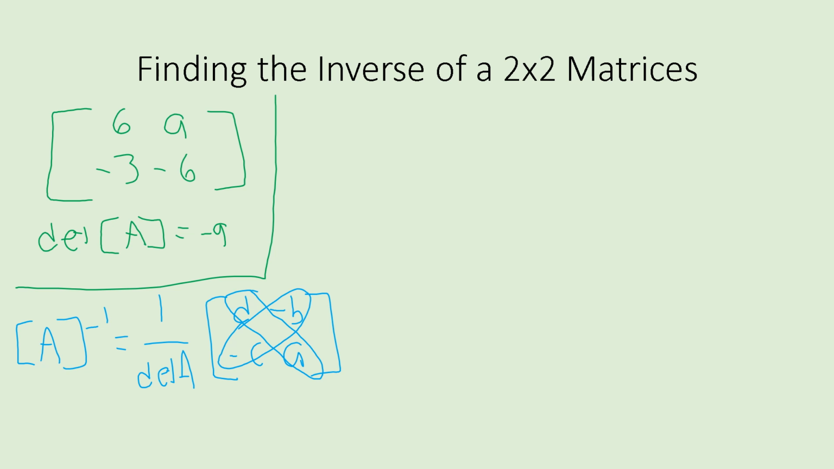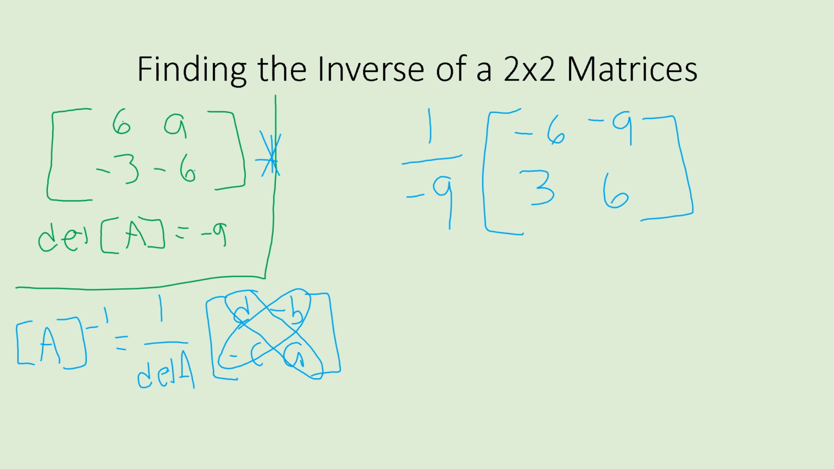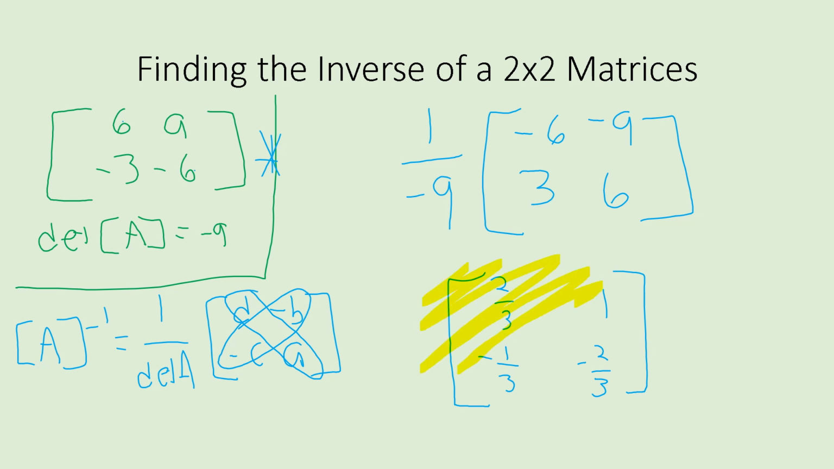And so that means for our matrix up here, in order to find the inverse, we're going to put 1 over -9, and then we're going to multiply that by -6 there because we're going to change those around. And then we're going to make a negative instead of just a 9, it's going to be -9. And instead of a -3, we're going to just do a +3. Then we're going to multiply each of these terms by -1/9, and that is going to give us a total of 2/3, 1, -1/3, -2/3. And that is our final inverse answer.